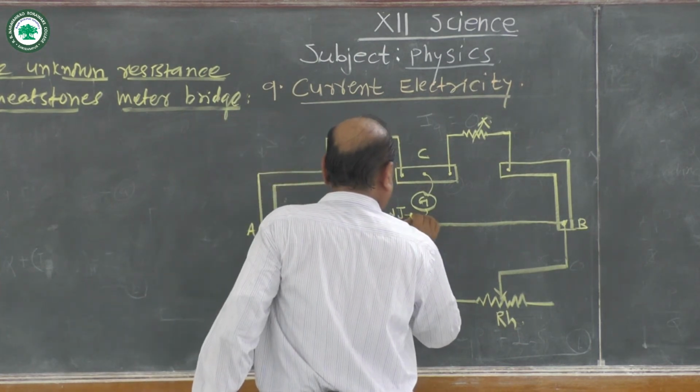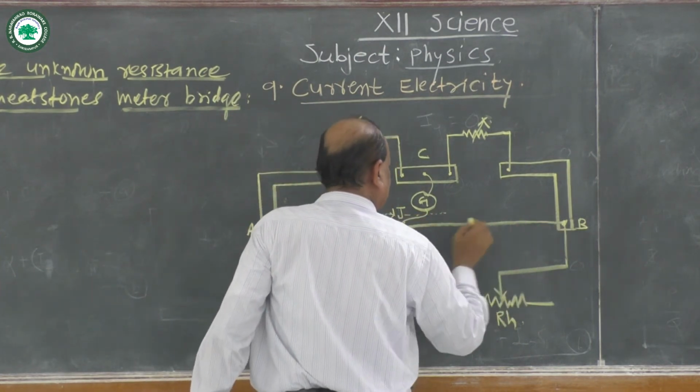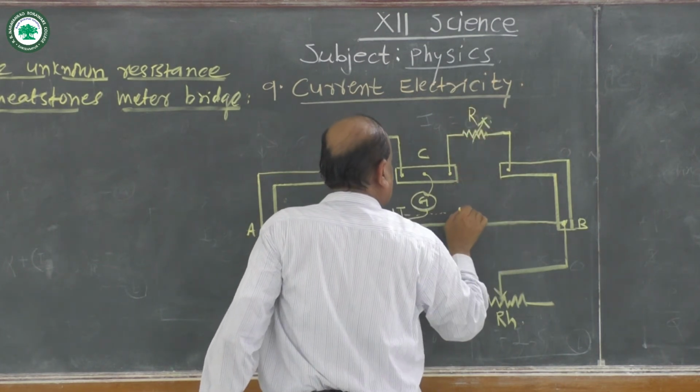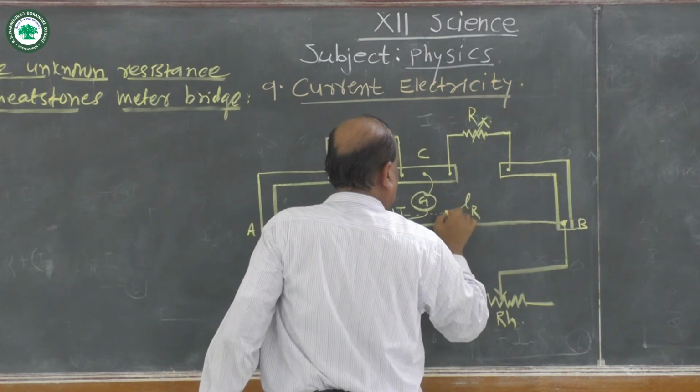Length from this D to B will be this resistance R, LR.